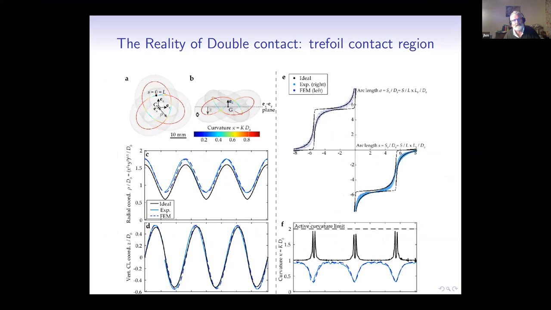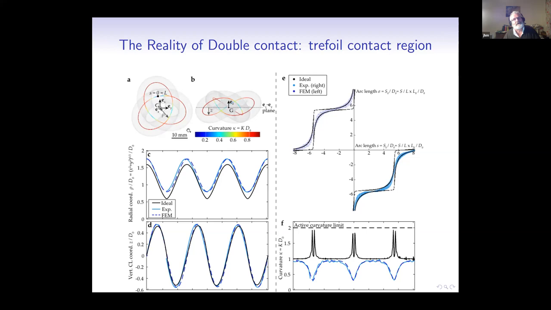If that's not a good zoom, somebody please interrupt, okay? But now this, a trefoil has period three symmetry, and then the Z's coming out. So it makes sense to actually look to plot cylindrical coordinates. So these are the cylindrical coordinates of three different ideal trefoil knots. So black is ideal. It's the data I showed you, right, for the line contacts. Blue is experiment. And dashed is finite element, but 3D finite element.